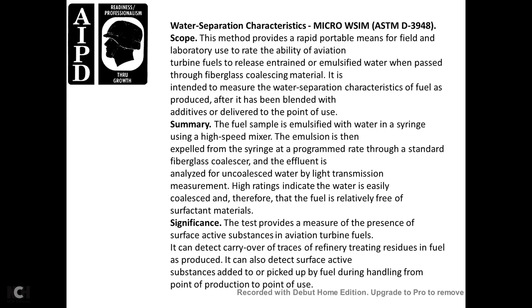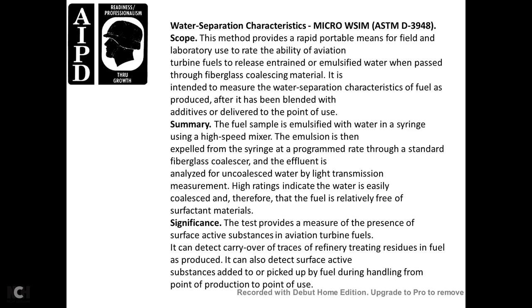All right, water separation characteristics, Micro Separometer, MSEP, ASTM D3948. The method provides a rapid, portable means for field and laboratory use of rating the ability of aviation turbine fuels to release entrained and emulsified water when passed through a fiberglass coalescer column.